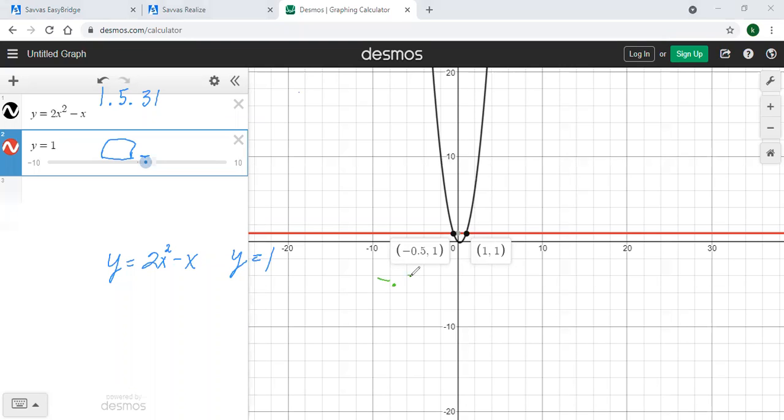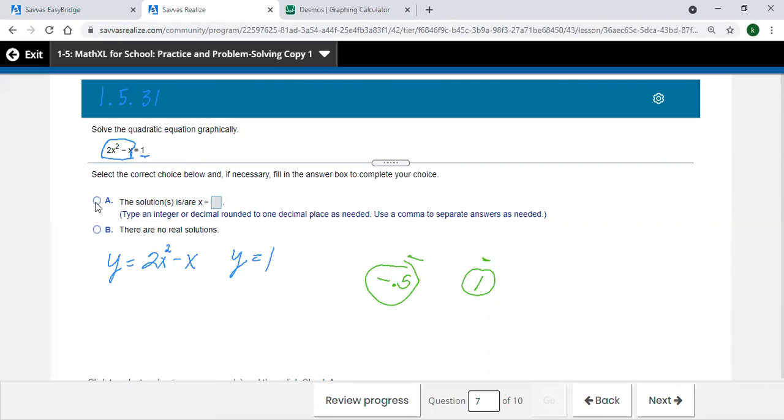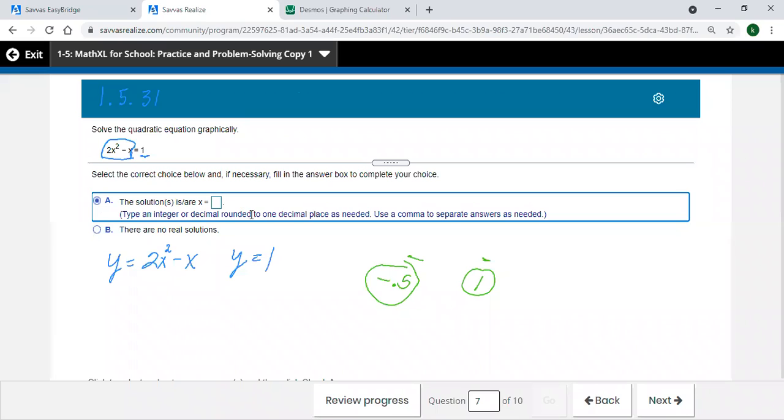So the negative 0.5, I'm writing it down this time since it doesn't show up on the screen when I go back to Sabbath over there. And then the 1. So those are going to be my actual two solutions, just the x values of these 2 points where they intersected. So let's go. Head on back to Sabbath, click there, and type an integer or decimal rounded to 1 decimal place as needed. Use commas to separate.